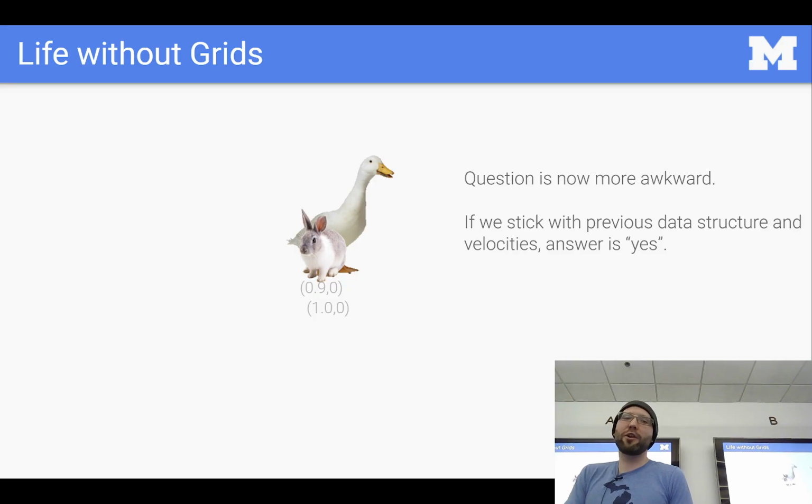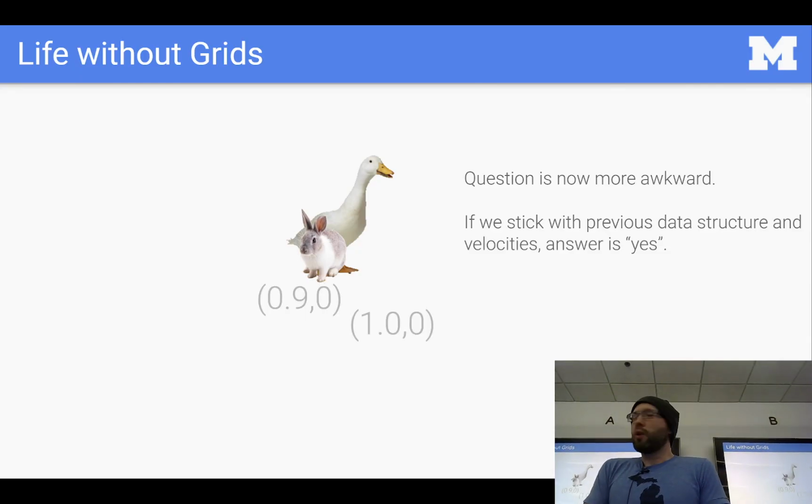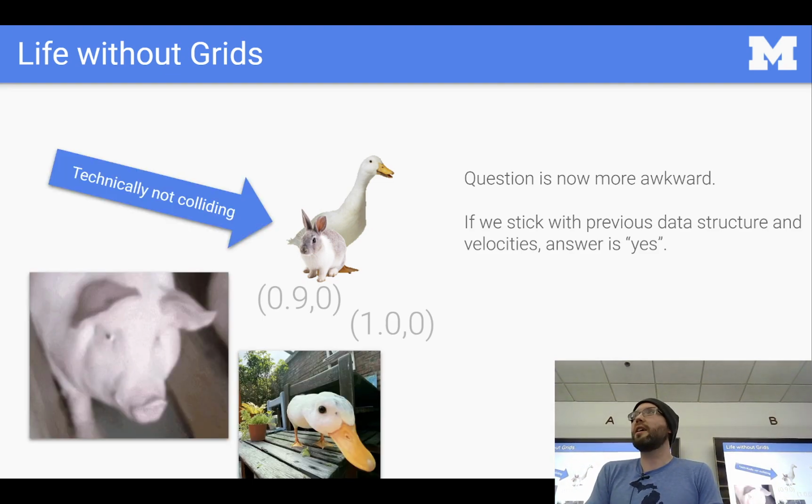Okay? Clearly, there should be some sort of collision here. Visually, art style-wise, if you look at their boots, their feet, clearly they're stepping on each other. That's not good. The coordinates are 0.90 and 1.00, because they're not the same coordinate. So technically they're not colliding, and of course they're colliding.